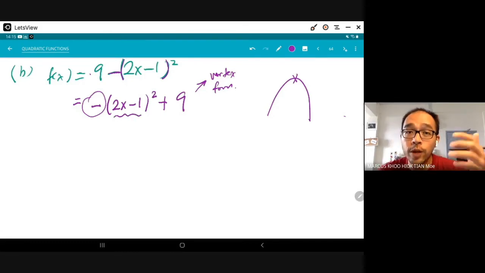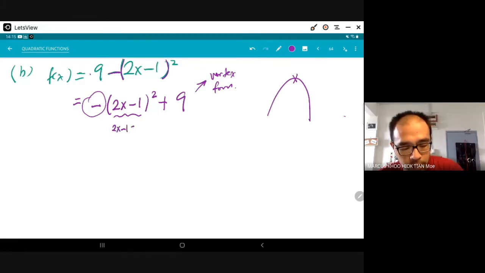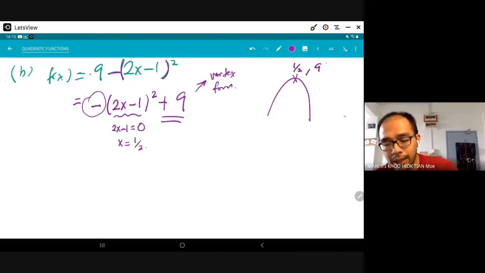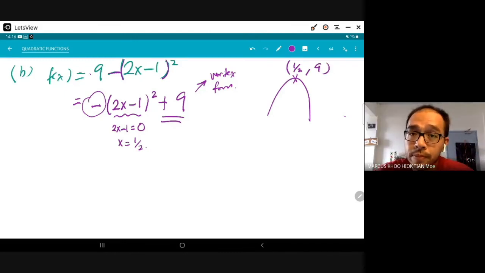If you really want to know what the x is, make this 0. 2x minus 1 equals 0. Then you get x equals half. So the maximum point is half, and the y coordinate is 9. It is slightly different from what we are used to, but it can be done.